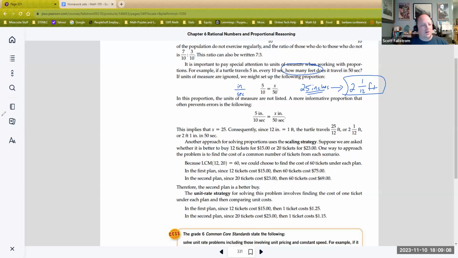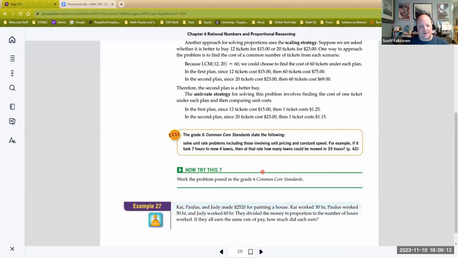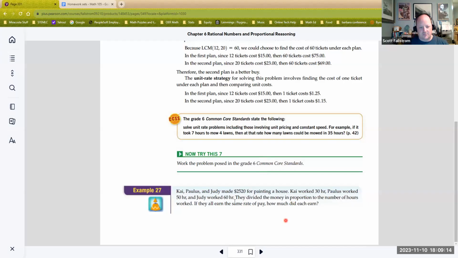Okay. All right. Well, let's take a look at a couple other pieces that you're going to have. Kai, Paulus, and Judy made $2,520 for painting a house. One of them worked 30 hours, one worked 50 hours, one worked 60 hours. Now, there is a part of this where, assuming everybody's going to get paid the same, we're going to say, hey, all I need is your number of hours. We all worked equally hard.